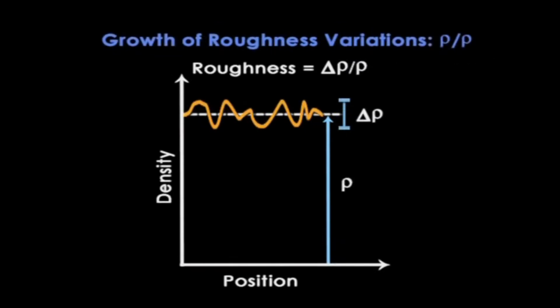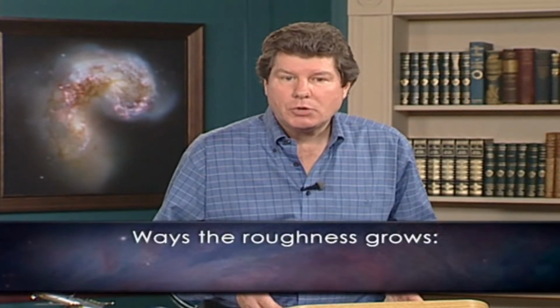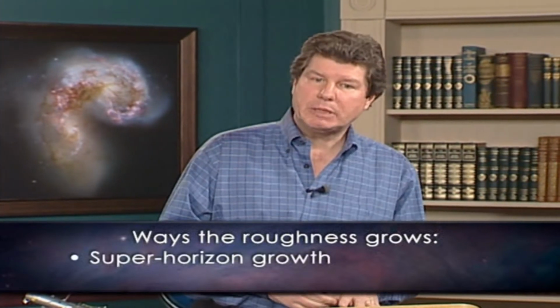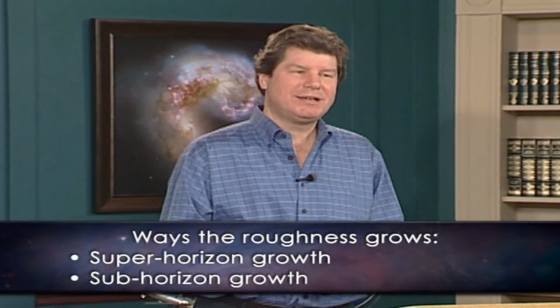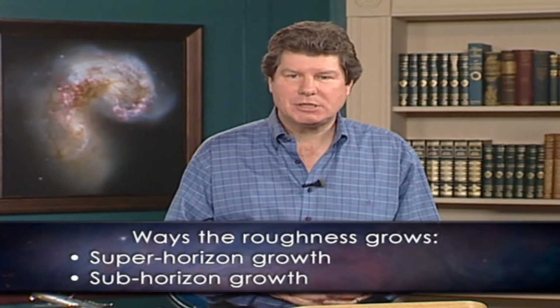In this lecture, what we're interested in is how this roughness grows. Now, the average density, of course, drops with expansion, but somehow superimposed on that, the contrast between denser and less dense regions gets more pronounced. Now, as the universe expands, there are, in fact, two rather different ways in which the roughness grows. One is called superhorizon growth, and the other is called subhorizon growth. So I need to explain a little bit about what these rather impressive-sounding terms mean.